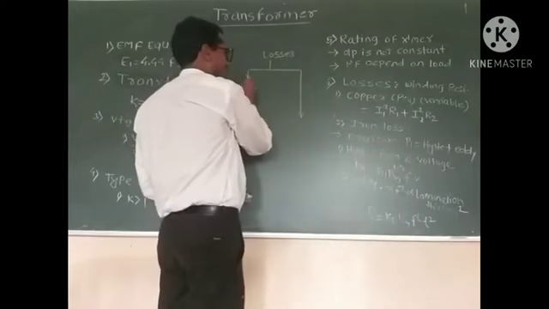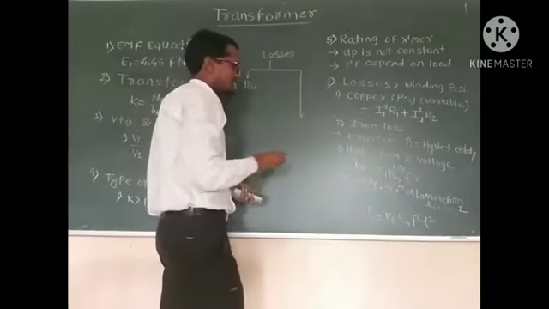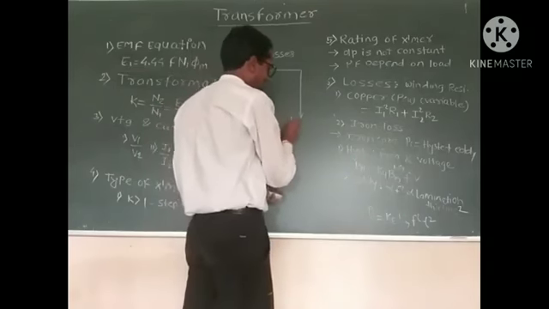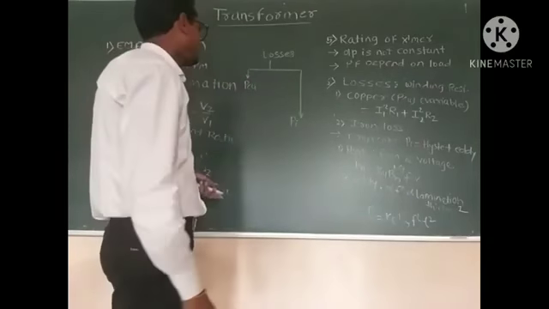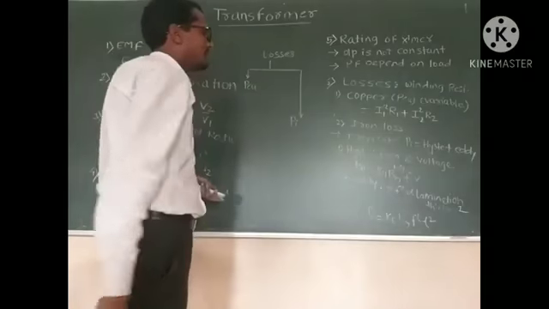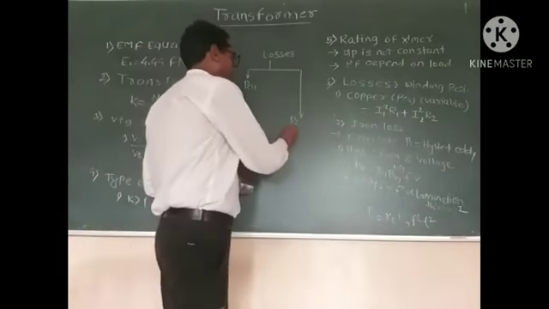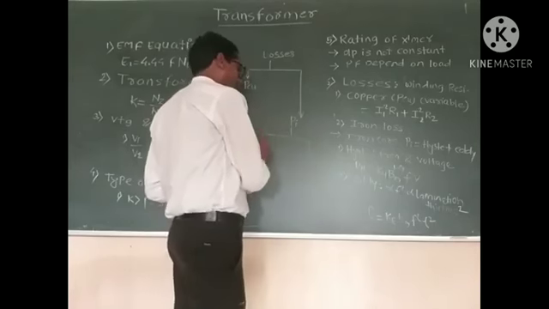First is copper loss, which we call PCU, and the second is the iron loss, which we call PI loss. There are two types of losses in a transformer: PCU, that is copper loss, and PI, that is iron loss. This iron loss can also be divided into two types.